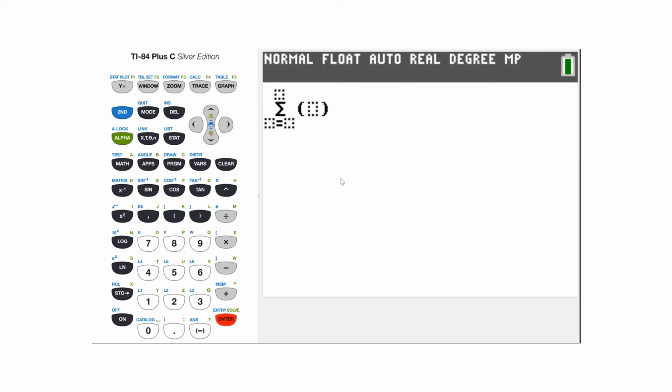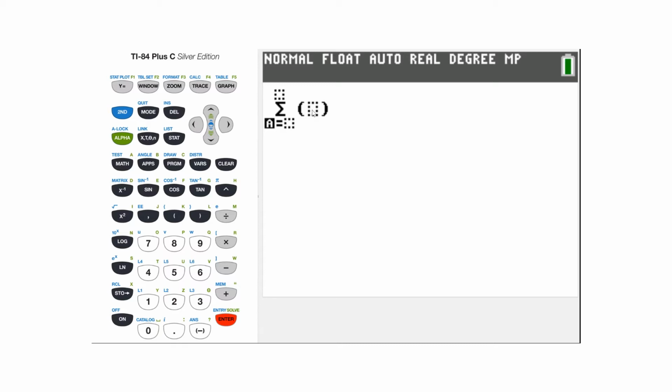Okay. So let's talk about what these boxes represent. These two boxes, where you see the blinking cursor, designate what the first term in the series is. The box above the sigma indicates how many of the terms we are going to sum. And the box to the right of sigma is our actual formula for the sequence or the series.